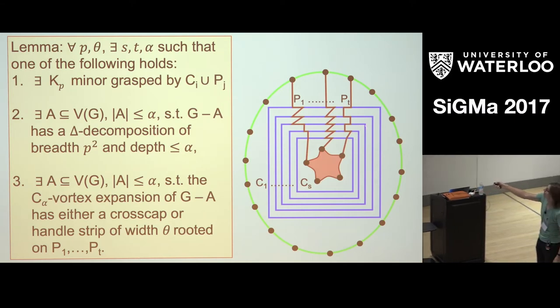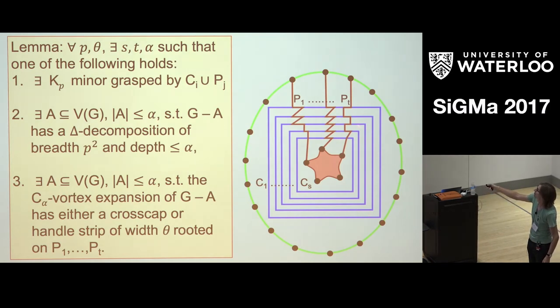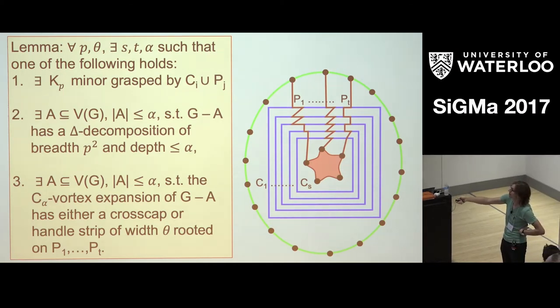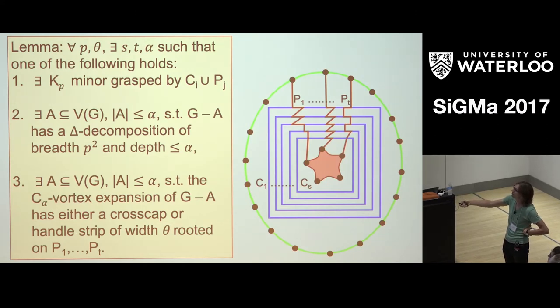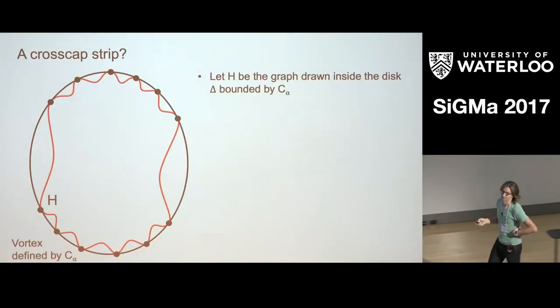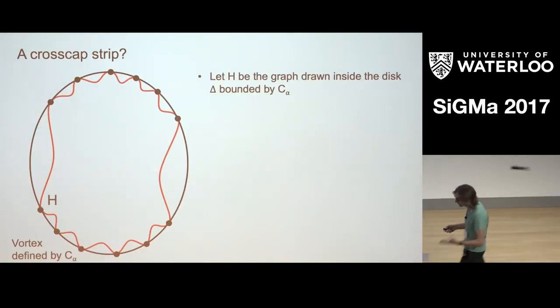I just take the disk bounded by this cycle here, treat everything drawn in the middle as a single vortex, and I've just grown my vortex to be slightly bigger. And I say that that bigger vortex has a crosscap or handle strip of width theta. Okay. This is the last really technical definition.